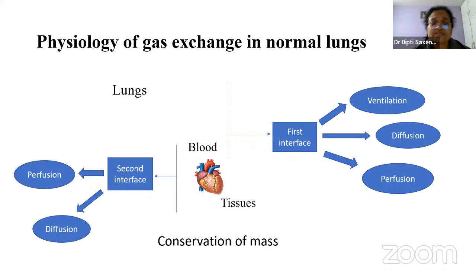The second interface is at the level of tissues, where the cells produce carbon dioxide, and from there, the carbon dioxide is released in the blood through perfusion and diffusion. So mind you, the ventilation part is peculiar for lungs. And all these three processes come together and follow the principle of conservation of mass.